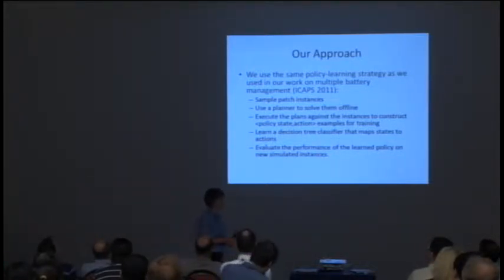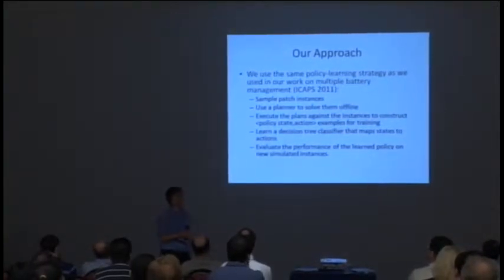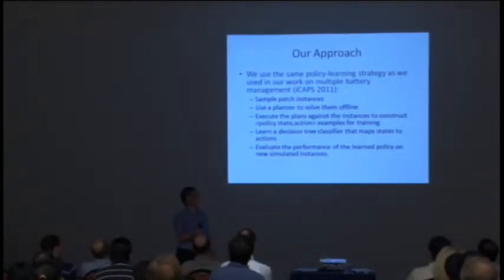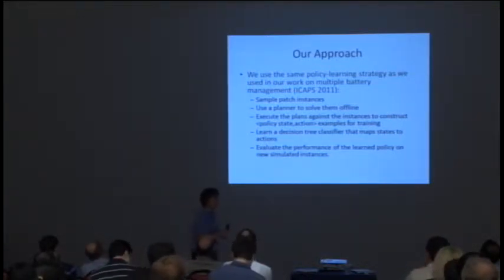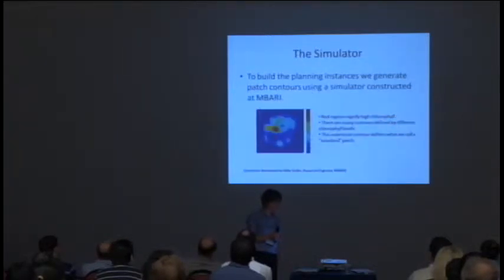The strategy is to sample patch instances and use a planner to solve those instances offline. Then we execute the plans against the instances to construct policy state-action examples for training. The policy states might not contain the same variables as the plan states, and I'll talk about that as we go along. We then learn a decision tree classifier to map these policy states to actions, and then we evaluate the performance of the learned policy on new simulated instances, so instances that were not seen in the training phase.